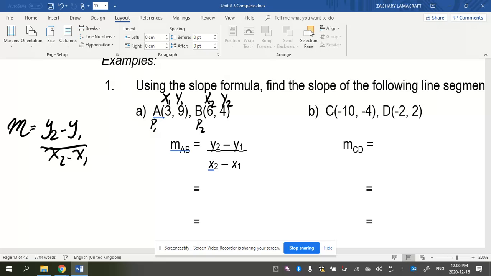And that's going to help us set up our equation. So we have our equation below. It says the slope of AB, or the slope of the line segment AB, equals y2 minus y1 divided by x2 minus x1. Now we can just sub in those numbers.